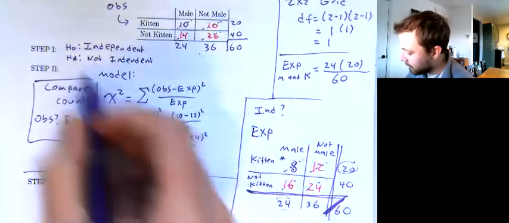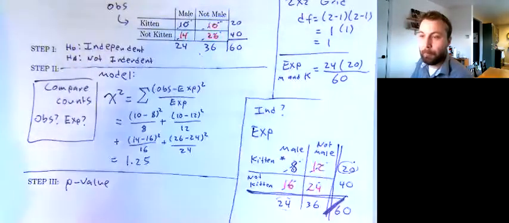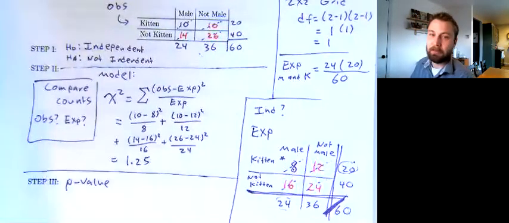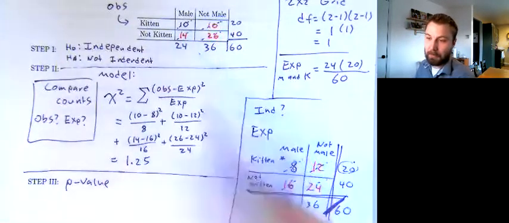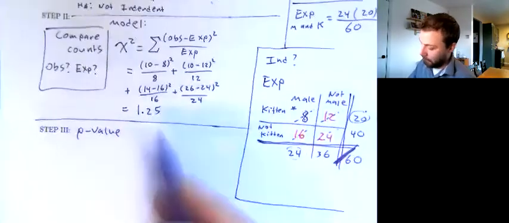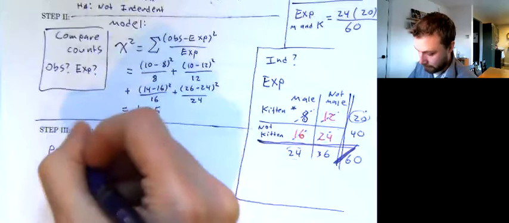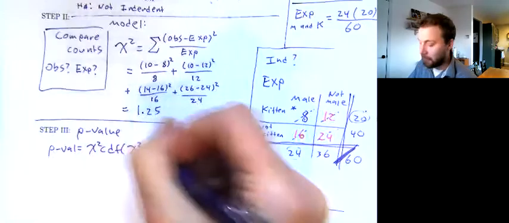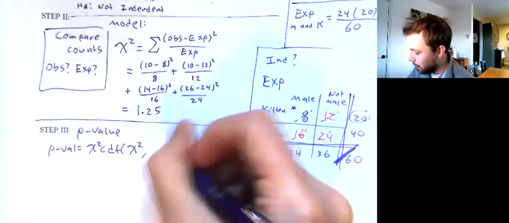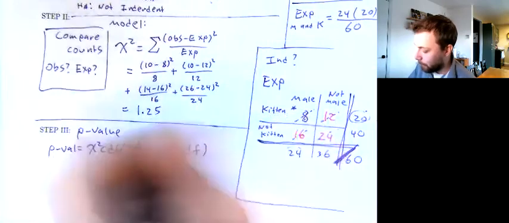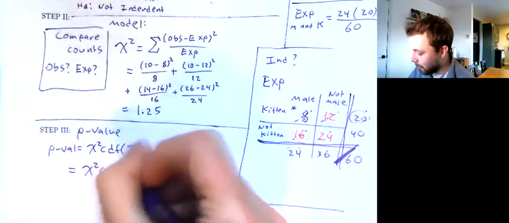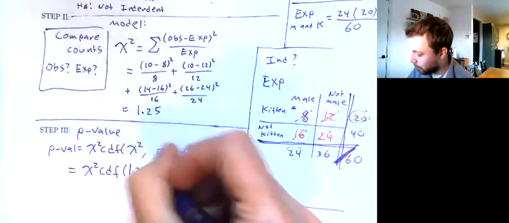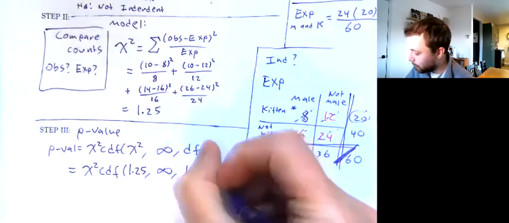So I have my hypotheses. My null hypothesis is always going to be independent. This assumes there is no relationship. Alternative hypothesis, I'm testing if there's a relationship. For the model, it's chi-squared. I'm comparing the counts. For the p-value, it's always a right-tailed test. So it's going to be chi-squared CDF, whatever my chi-squared number is, comma infinity, comma whatever my degrees of freedom happen to be. In this case, my chi-squared number was 1.25, and my degree of freedom was 1.